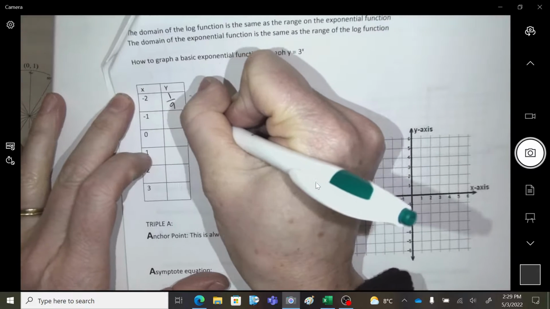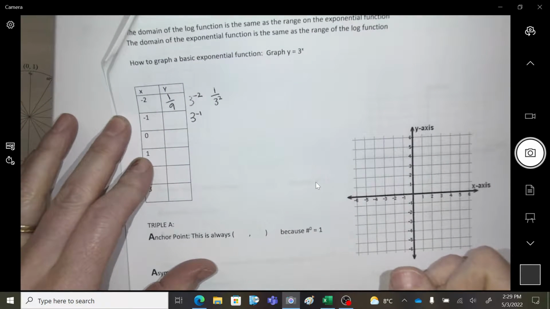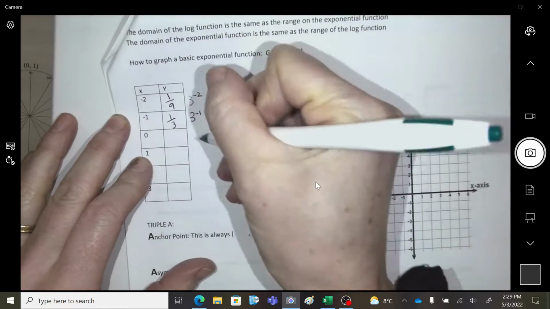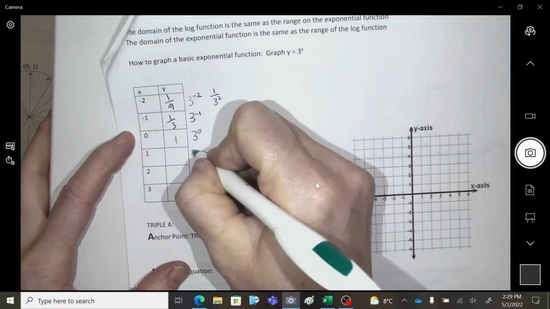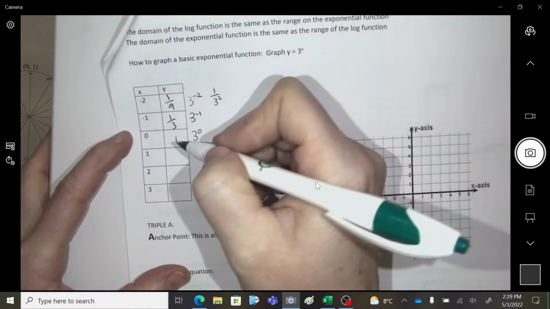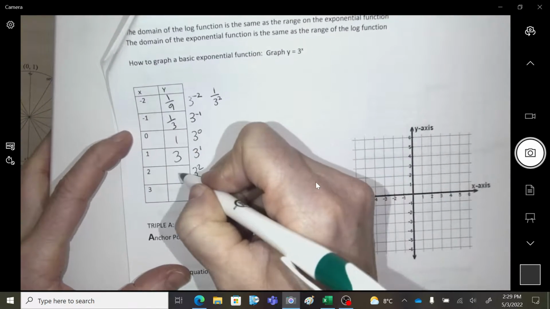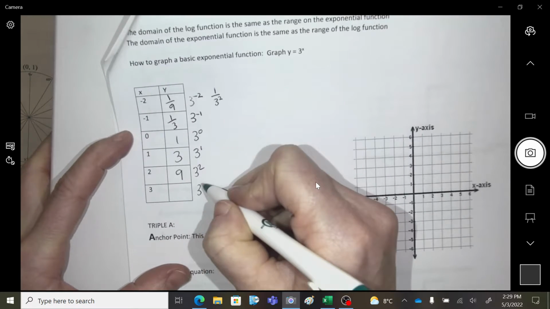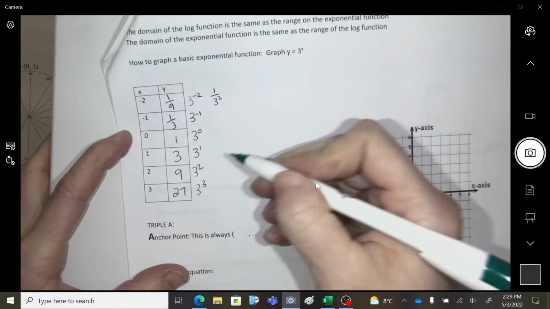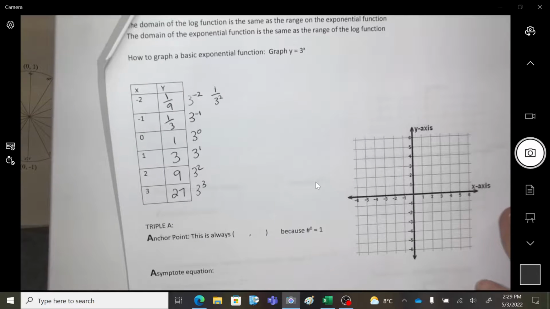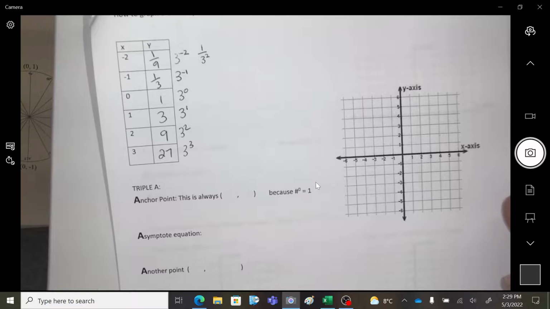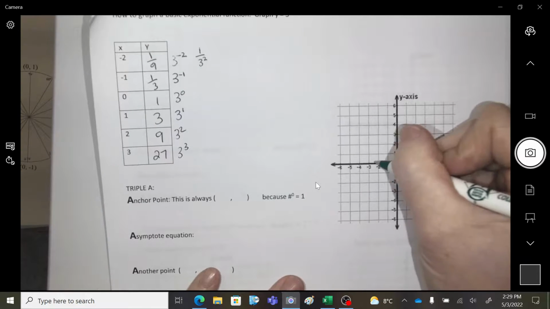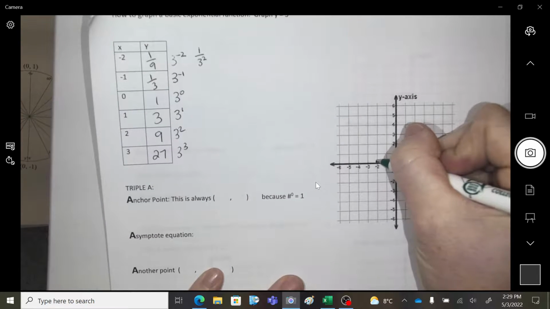What is 3 to the negative 1? 1 over 3. What is 3 to the 0? 1. What's 3 to the 1? 3. 3 squared, 9. 3 cubed, 27. Okay, so I'm going to graph those points. So negative 2, comma 1/9.